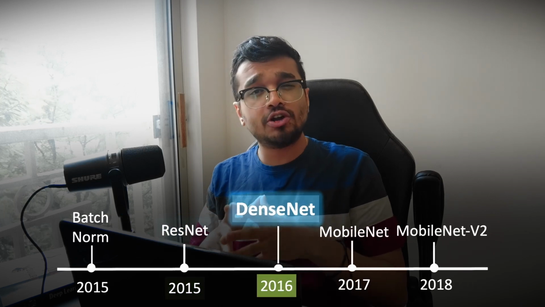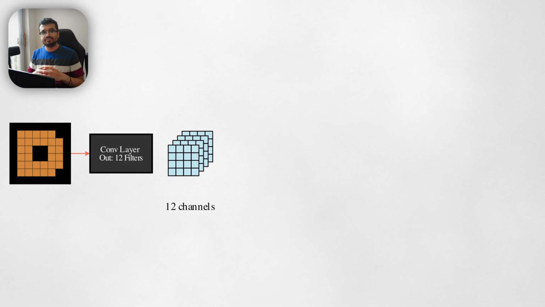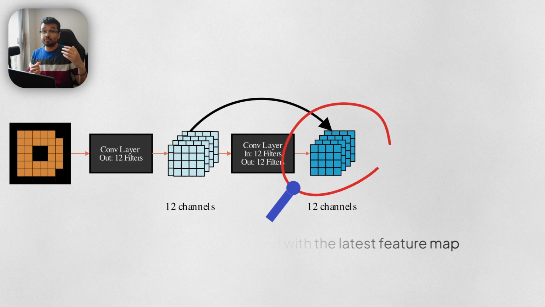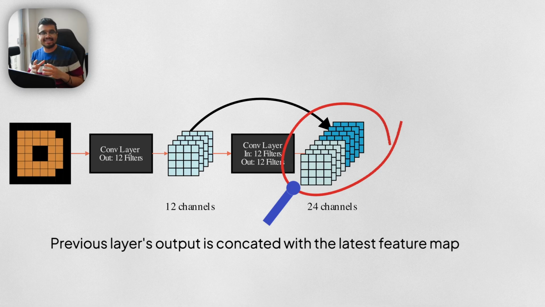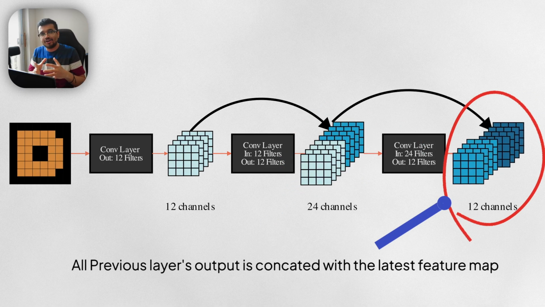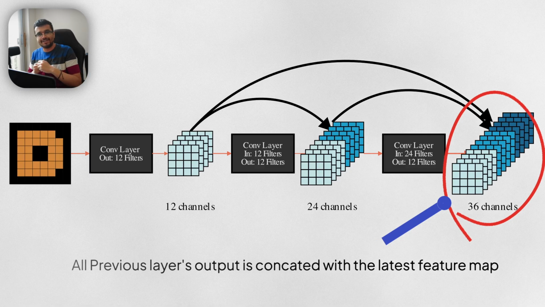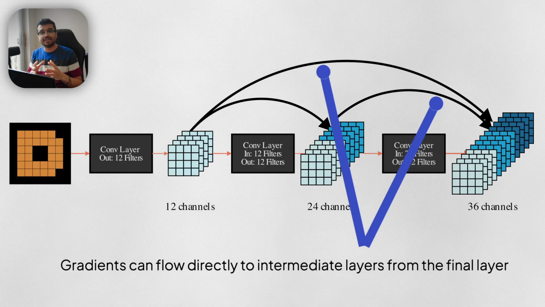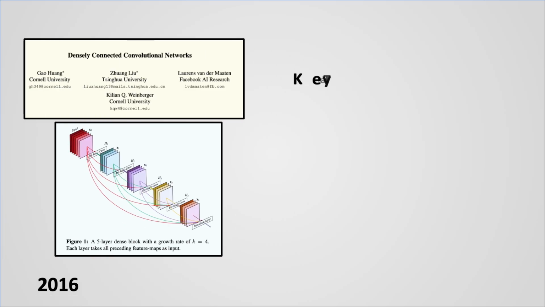DenseNets also add shortcut paths connecting earlier layers with later layers in the network. A DenseNet block trains a series of convolution layers, and the output of each layer is concatenated with the feature maps of all the previous layers in the block. Each layer basically adds a small number of new feature maps to the collective knowledge of the network as the image flows through it. DenseNets have an improved flow of information and gradients throughout the network because each layer has direct access to the gradients from the loss function at the final layer. And here are some highlights from DenseNets.